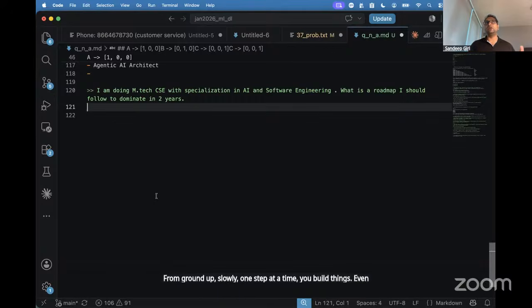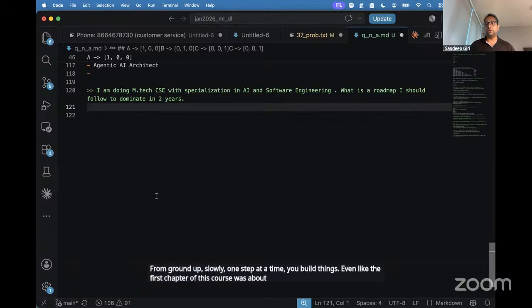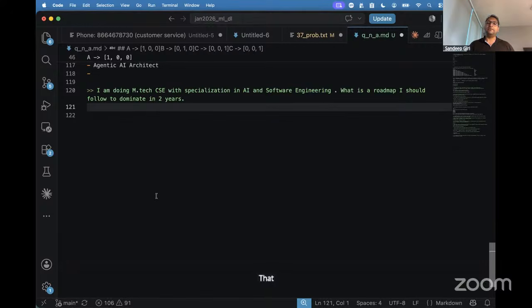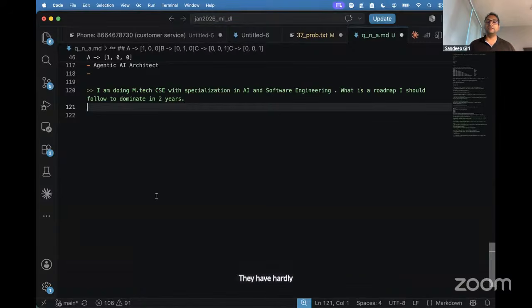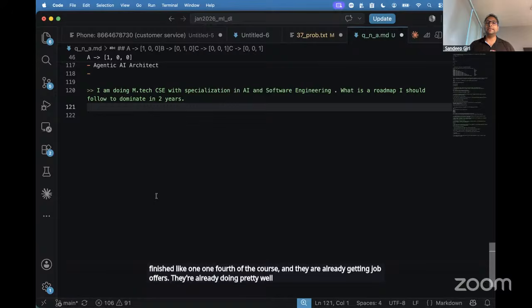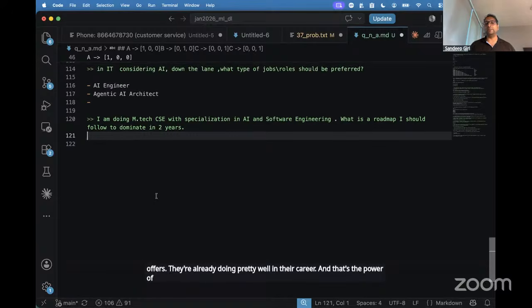Even the first chapter of this course was about learning to count. Now, that's a psychology that everybody must have. The best way to learn agentic AI was to build an agent, and that has turned out to be so powerful and successful that most of my students have hardly finished one fourth of the course, and they are already getting job offers. They're already doing pretty well in their career. And that's the power of just doing everything by hand.